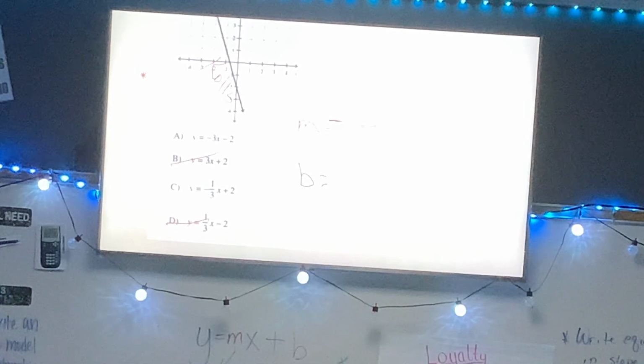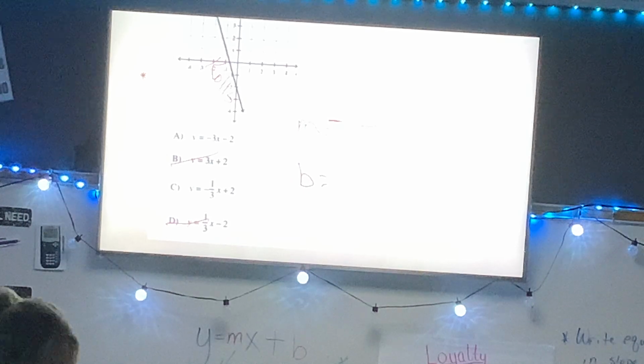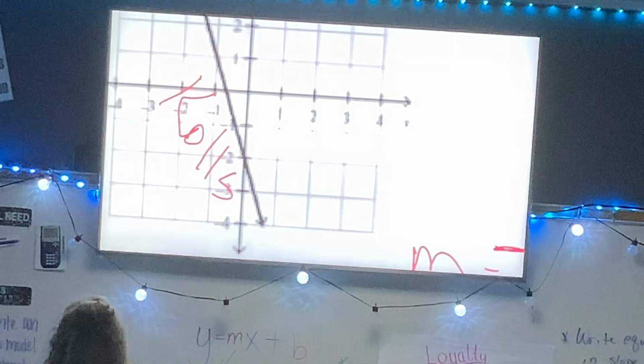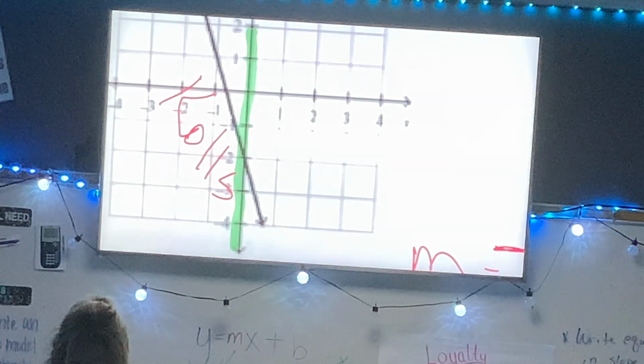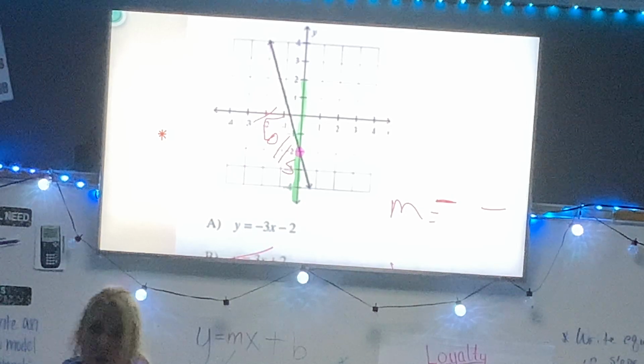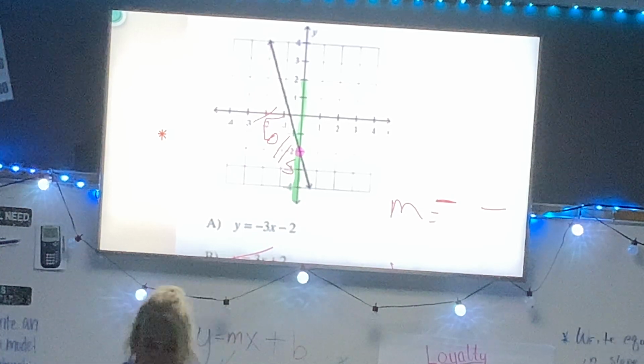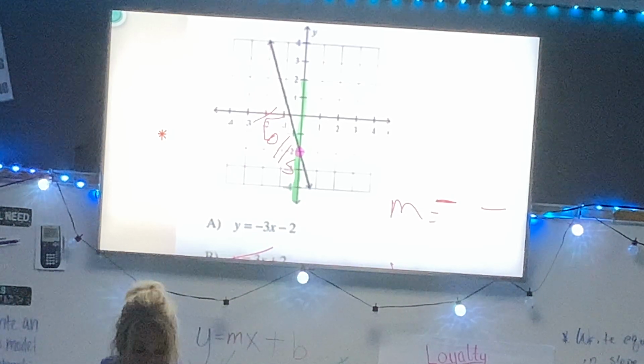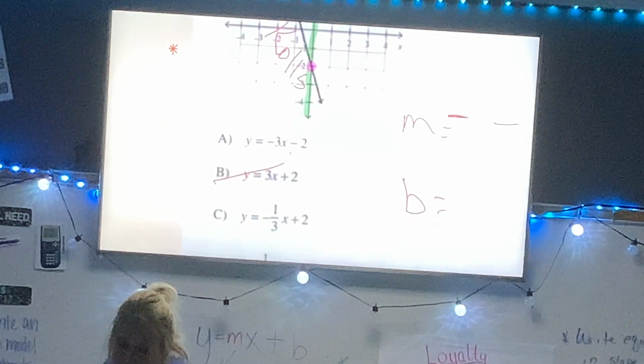Now, let's look at where it's crossing. Can you please watch what I'm doing? Let's see where it is crossing my y-axis. Okay, so here's my y-axis, and you are correct. It is crossing at -2. No one should be writing on their screen. They should be watching me. So yes, it's crossing at -2.